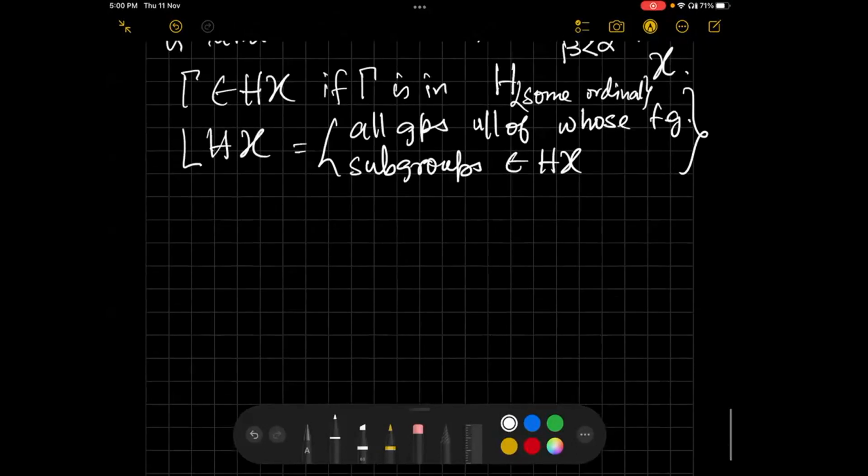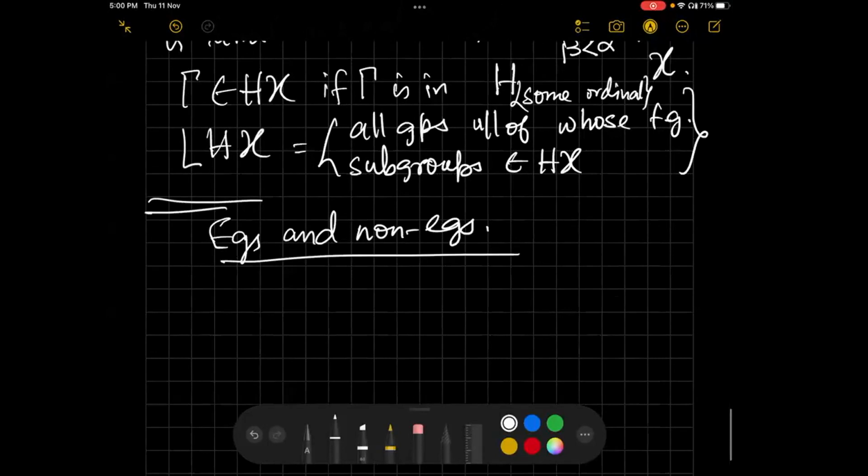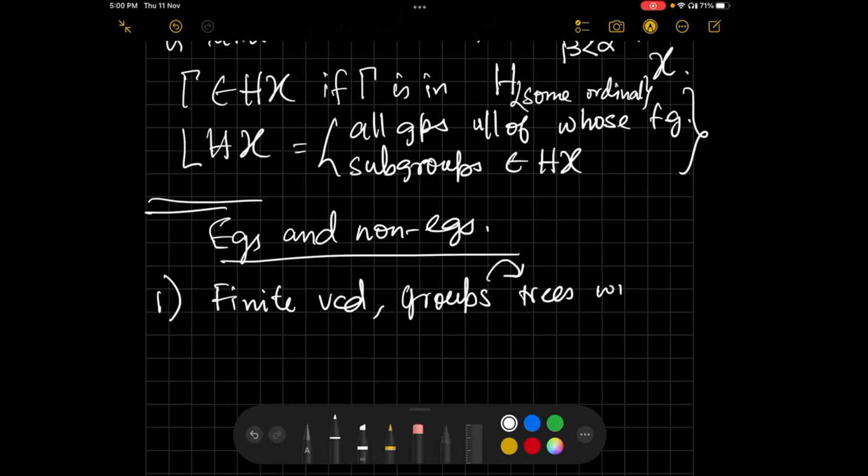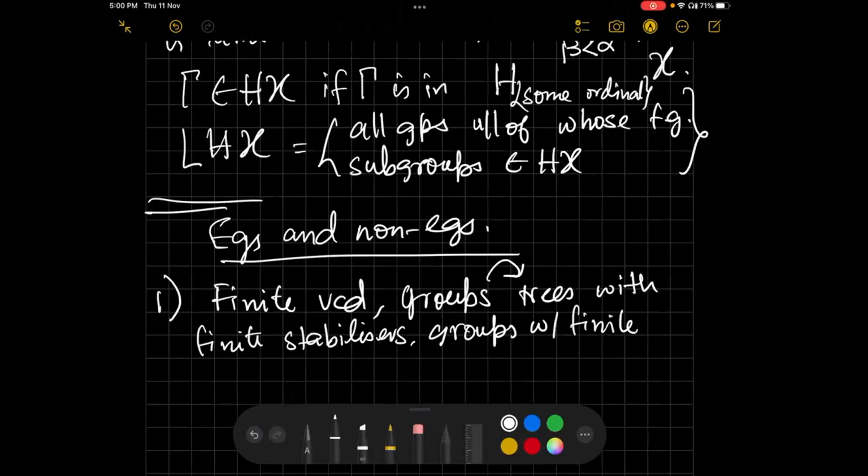So now examples and non-examples. I'm very thankful to the questioner who pointed out that I do need some examples here. Example number 1, groups of type phi. So you can take groups with finite VCD, groups acting on trees with finite stabilizers, of course, groups with finite cohomological dimension, also groups with finite Bredon cohomological dimension.